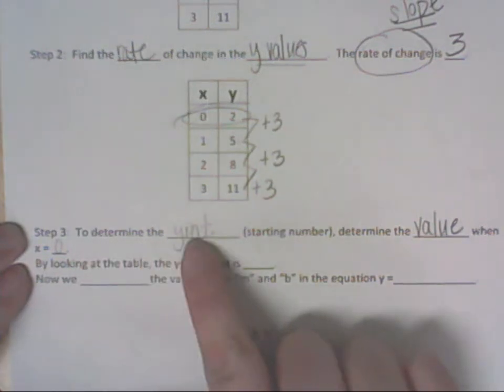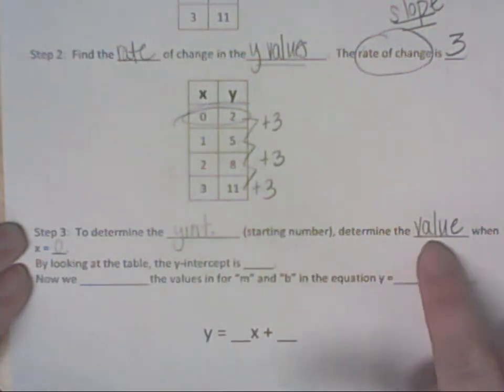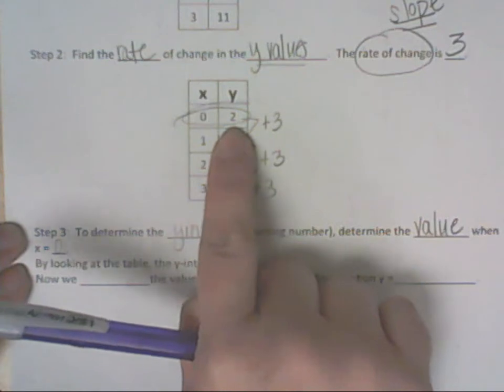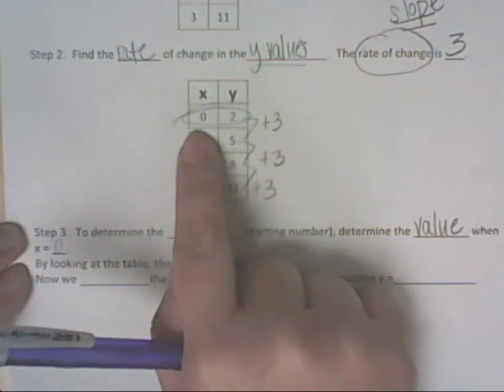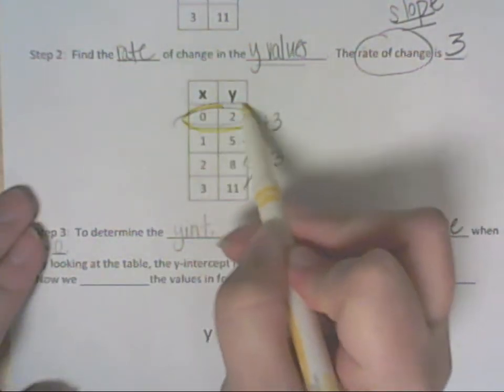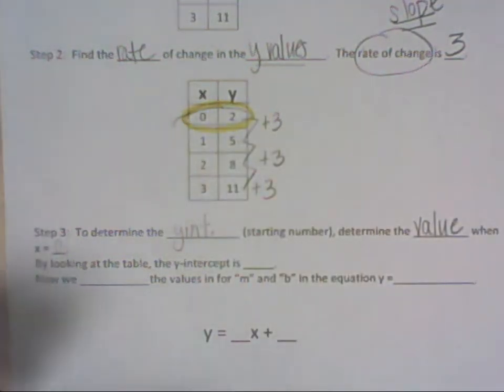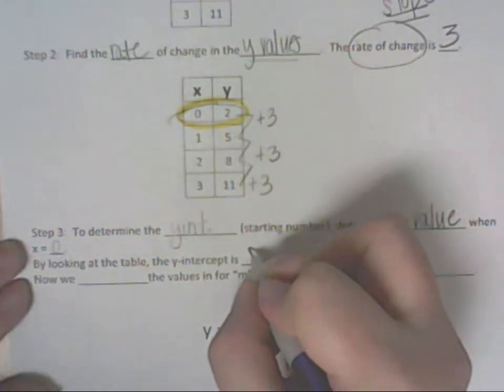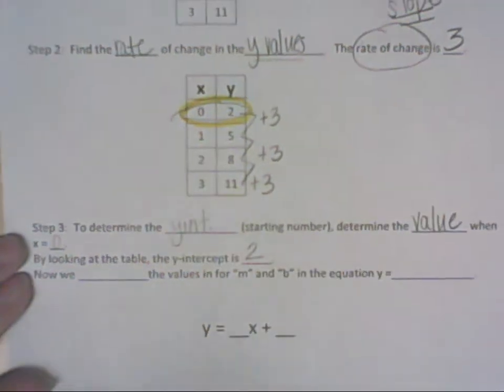What we have to do to determine the y-intercept is look at the value of y when x is 0. So in this example, we can look at the table and see that if x is 0, what is our y value? 2. So that means that our y-intercept is 2.